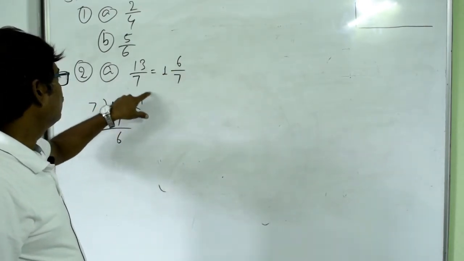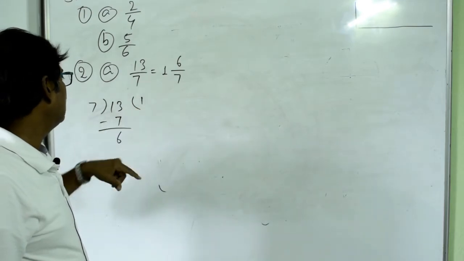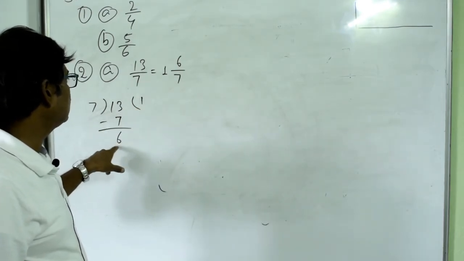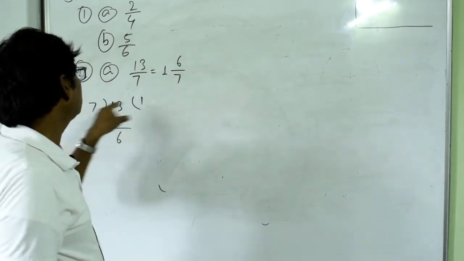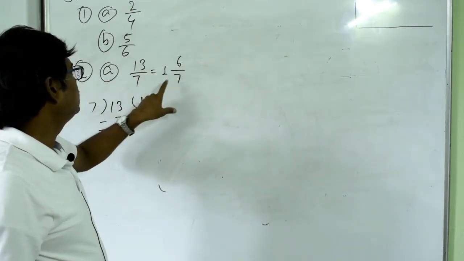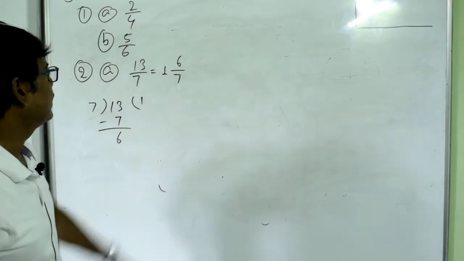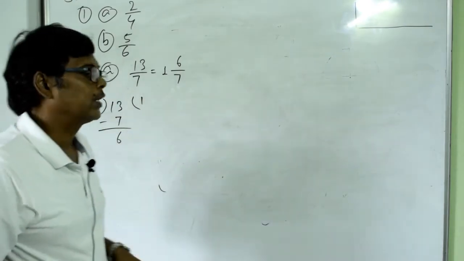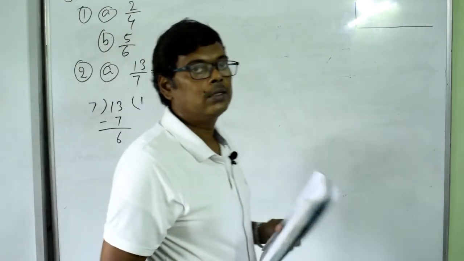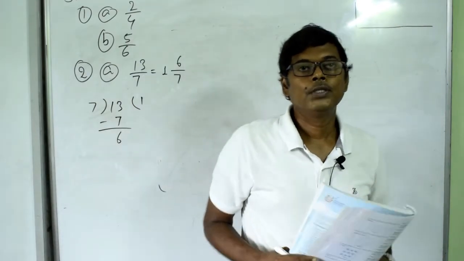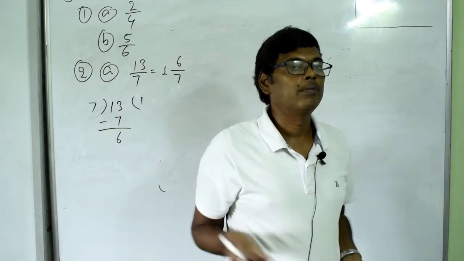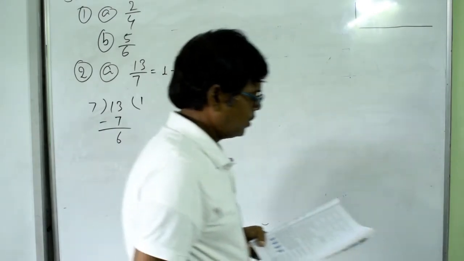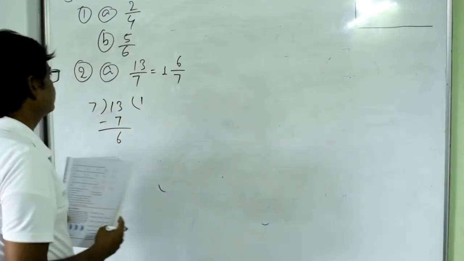Here this 1 will be the whole number, and the remainder 6 will come here, and this 7 will come here. So this is the mixed fraction of this fraction. This is the improper fraction, and you can only write the mixed fraction of improper fractions. You cannot write the mixed fraction for proper fractions. So this is the answer of this question.